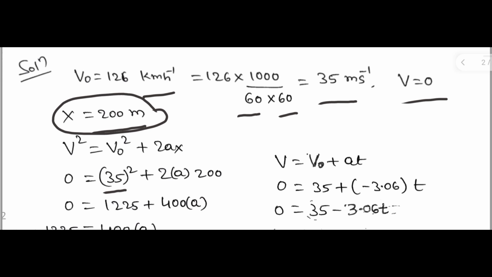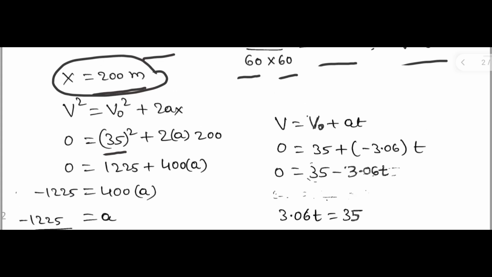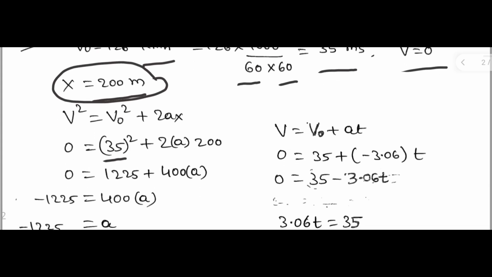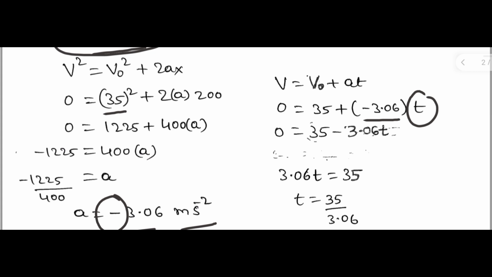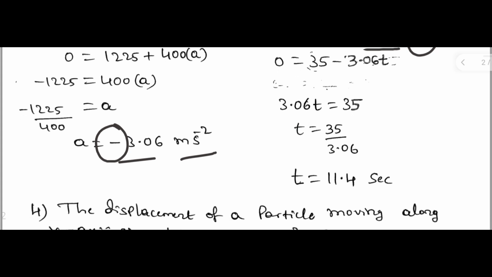And here they also want to calculate the time interval for stopping the car. The formula is v equals v naught plus at. Final velocity is 0, initial is 35, plus a, which we already found, minus 3.06, into t. Here we want the time interval. Interchanging the terms, the minus 3.06t comes to this side and becomes positive: 3.06t equals 35, then t equals 35 divided by 3.06, which is 11.4 second. The car will come to rest after 11.4 second.